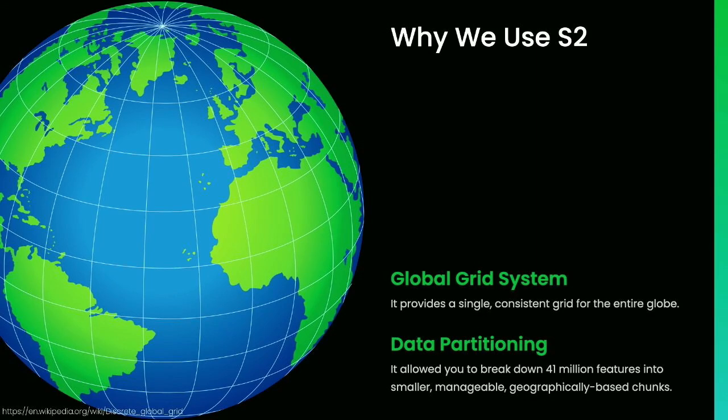So why do we use S2? We use S2 because it's a standard in practice that everyone uses, and it is also a global grid system that provides a consistent grid for the entire globe. The data partitioning helps us partition our 41 million data into manageable chunks, which are also geographically based.